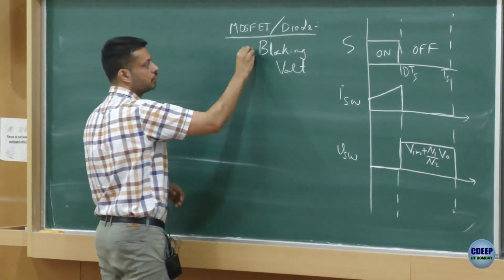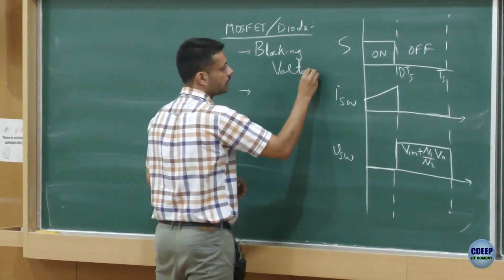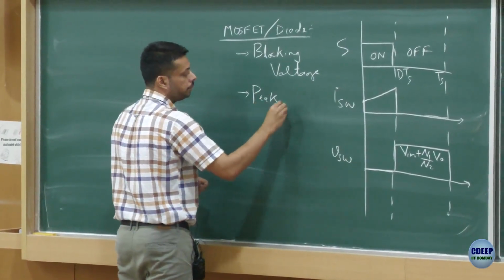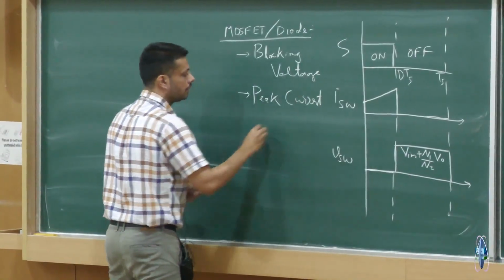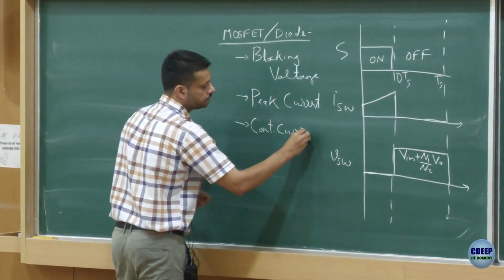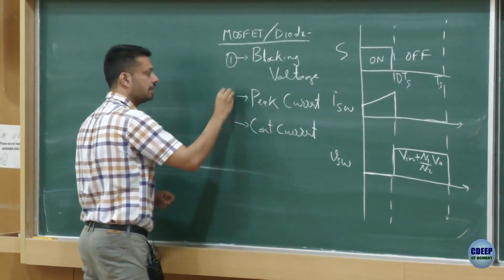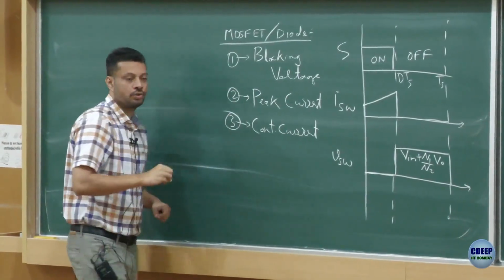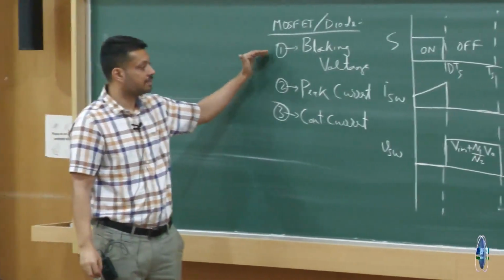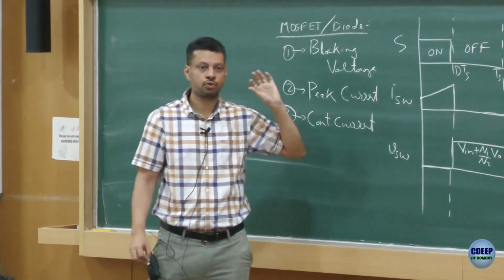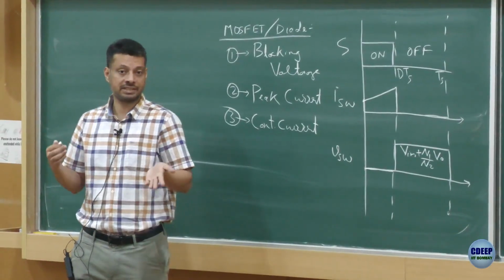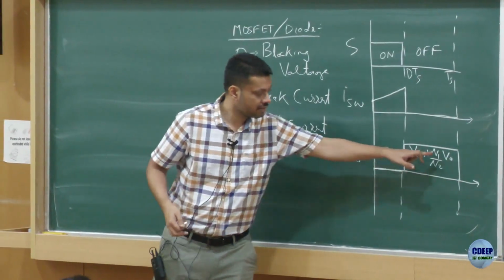So the most basic things you would define are blocking voltage, peak current, and continuous current. These are the three most basic things with which you would define a MOSFET, right. By looking at these waveforms, now you know what the blocking voltage is. Blocking voltage means when the switch is off, how much voltage it needs to block. For a diode, it would be how much reverse voltage it has to block. So in this case, this is my blocking voltage.